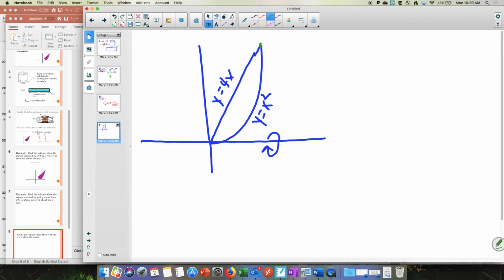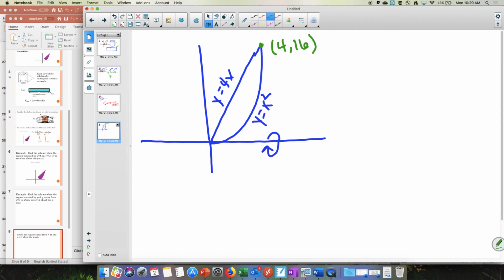Max, what's this point of intersection right here? Put 2, 4. So 2 squared and 2 times 4 are both 4? Okay, the 2, 4 is right.